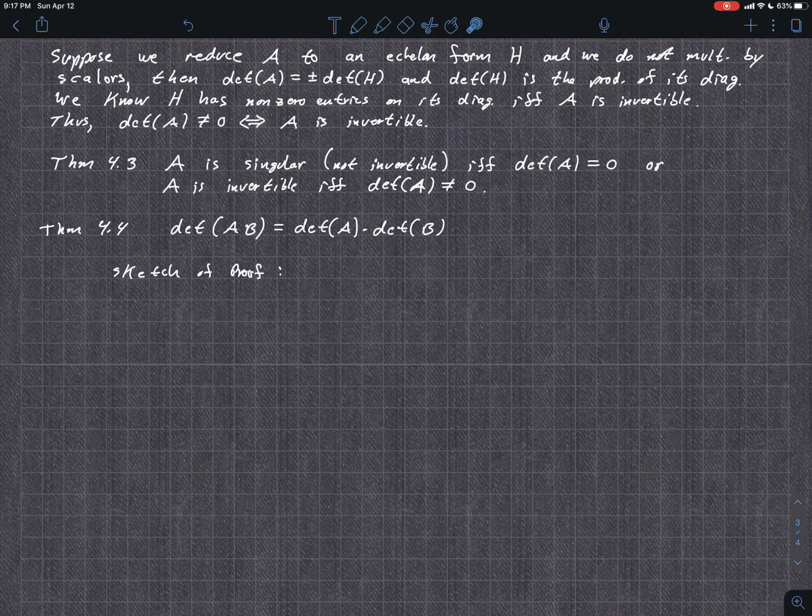Then we'll get into chapter 5. We'll spend a good amount of time in chapter 5 calculating eigenvalues and eigenvectors, which is an important topic.